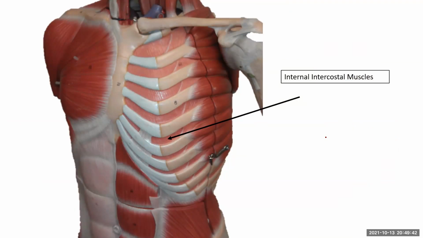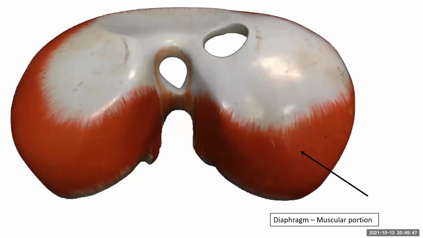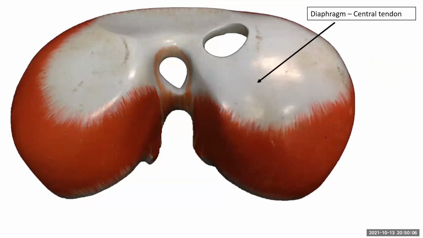And then finally, the greatest respiratory muscle of all, the diaphragm. Okay, so this whole structure is the diaphragm. The arrow's pointing to the red part. That's the muscle tissue. So on a test, if you see this, and it's pointing to the red part, then you're going to describe it as the muscular portion of the diaphragm. Right, if the arrow is pointing to the white part, that's the central tendon.